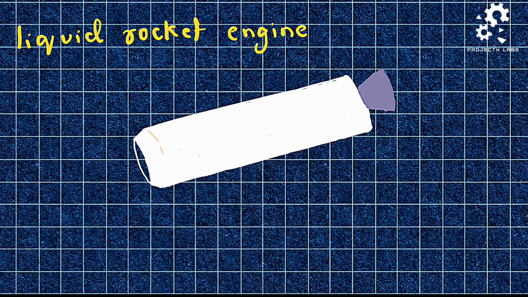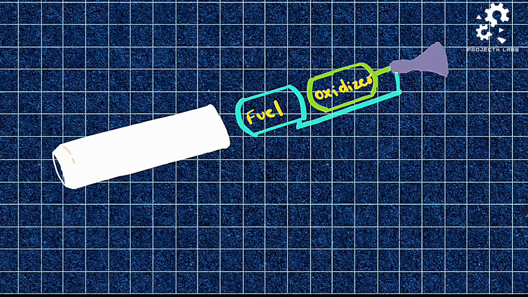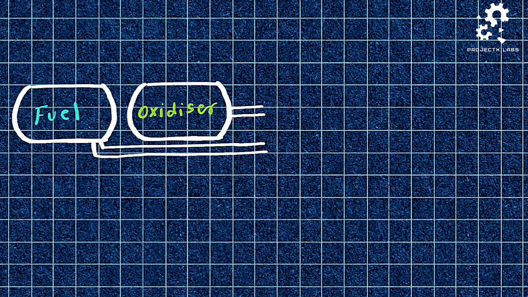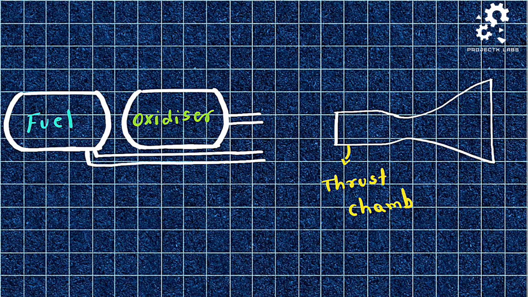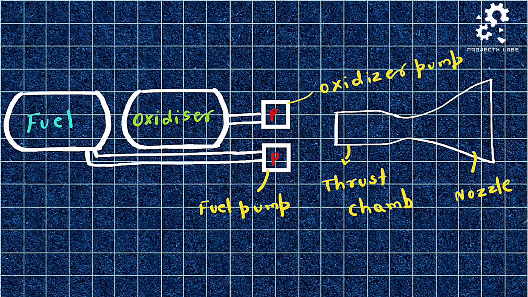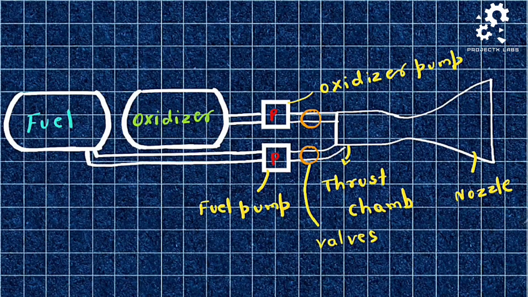Liquid rocket engine. It consists of a fuel tank, an oxidizer tank and a thrust chamber. In order to start the rocket, both the fuel tank and oxidizer tank should be connected to the thrust chamber. Here, the fuel and the oxidizer should be fed at a desired rate to the thrust chamber. This can be achieved by placing a pump, one for the fuel line and the other for the oxidizer line. To control the flow, valves are placed in both the lines.